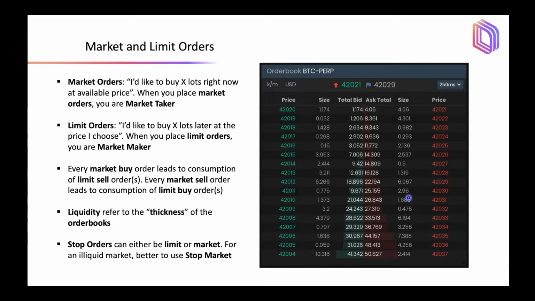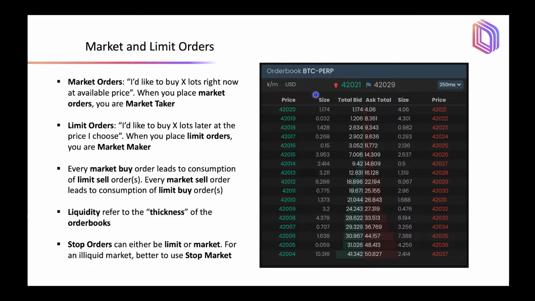So regarding market and limit orders, what we want to emphasize here is how they interact with each other to make price move. For market orders, it's like saying to a centralized exchange, I'd like to buy X lots right now at the available price. And when you do that, you're a market taker. For a limit order, it's like saying, I want to buy X lots later at the price that I choose. And where you place a limit order, you are a market maker.